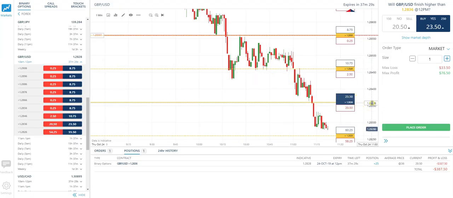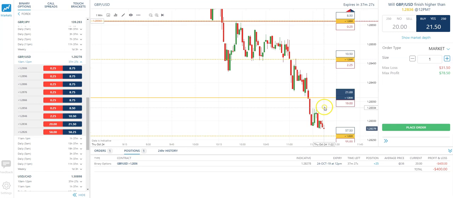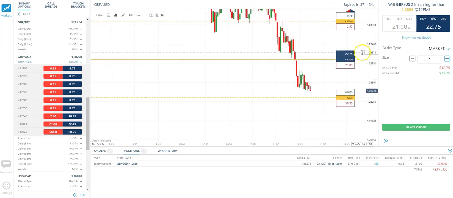All right, we're coming back here to see if we can possibly add on to this position. If not, we can go ahead and see about buying into the 2826.